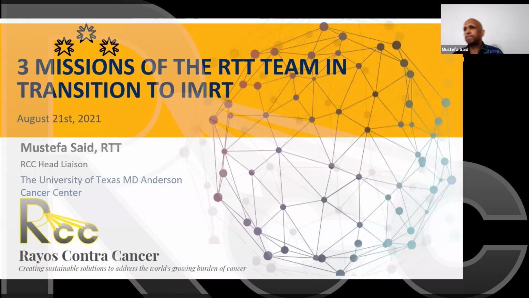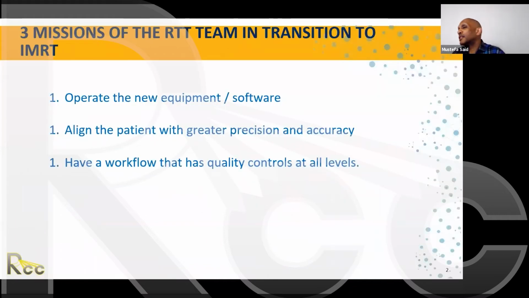So let's start. The missions of the RTT team in transition to IMRT. Here are three missions. One, operate the new equipment software. Two, align the patient with great precision and accuracy. And three, have a workflow that has quality controls at all levels.